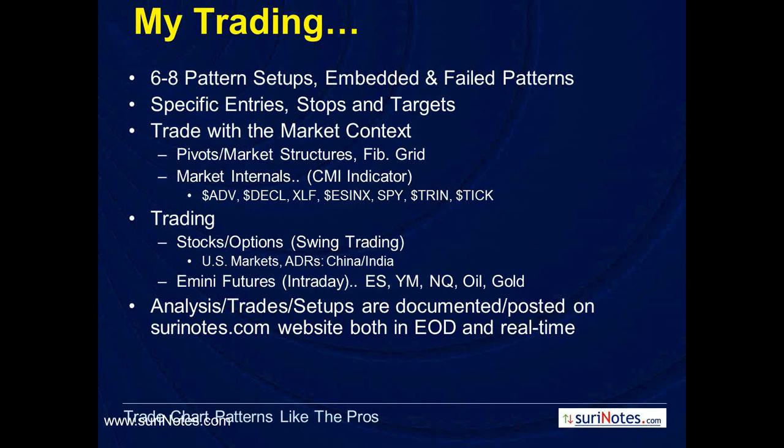I trade stocks and options, primarily in the US markets, and I do trade some of the ADRs from China and India. I trade stocks and options primarily from a swing trading perspective, whereas with E-minis I trade S&P futures, Dow futures, or NASDAQ. I also trade gold extensively, not so much oil. I did in the past, but now I focus primarily on these 4 instruments during the intraday.